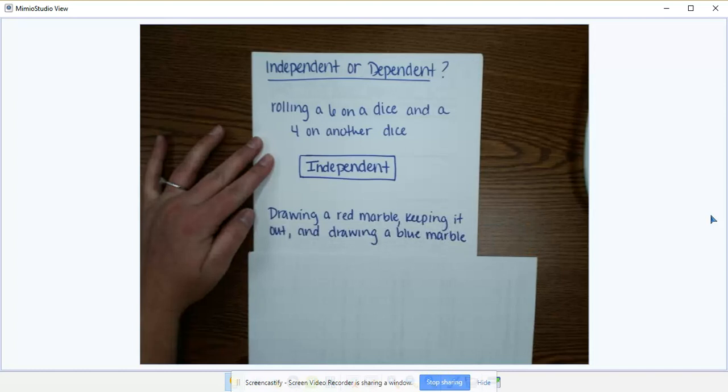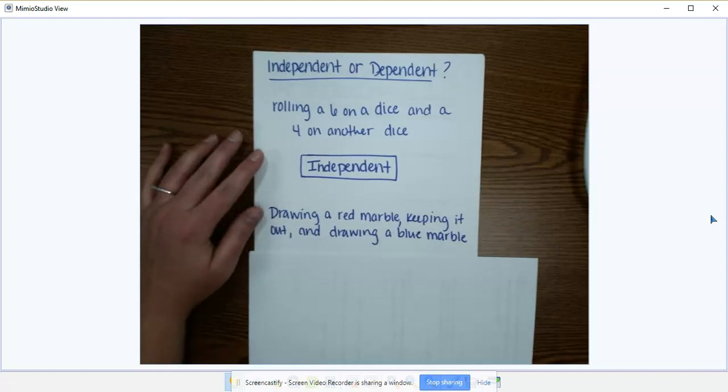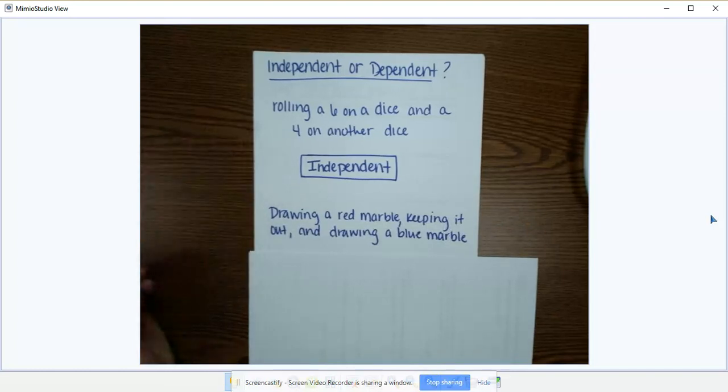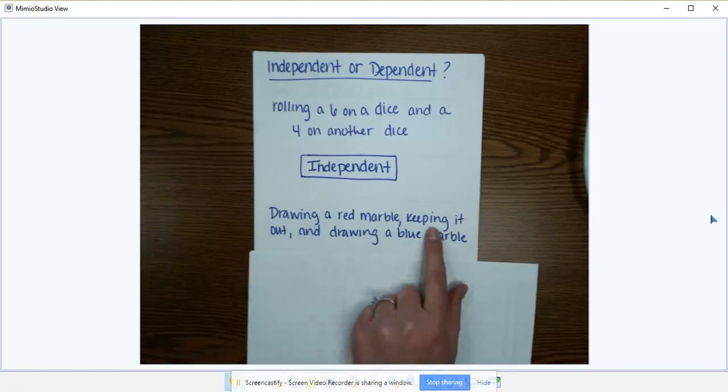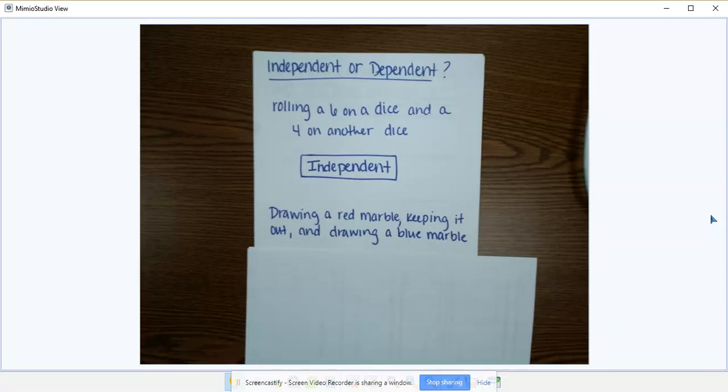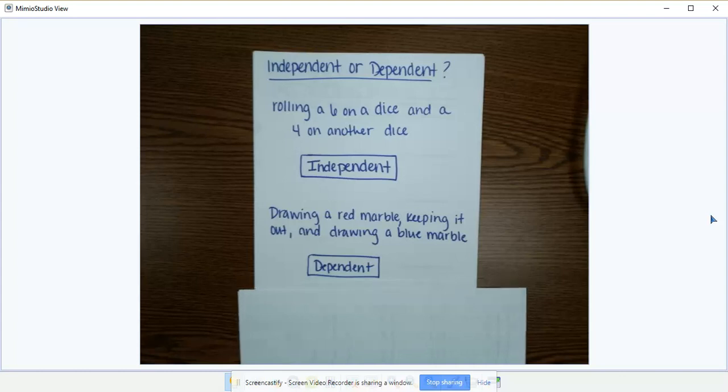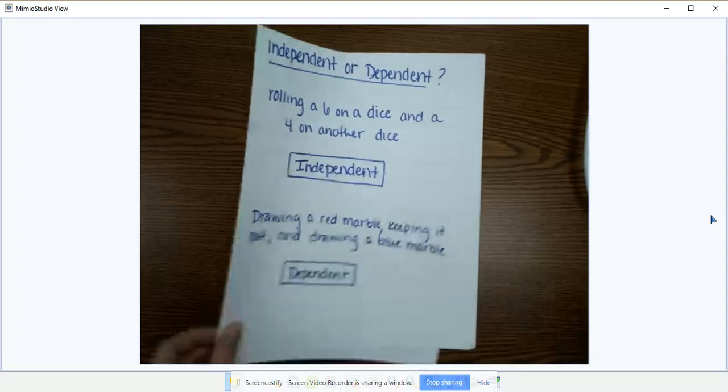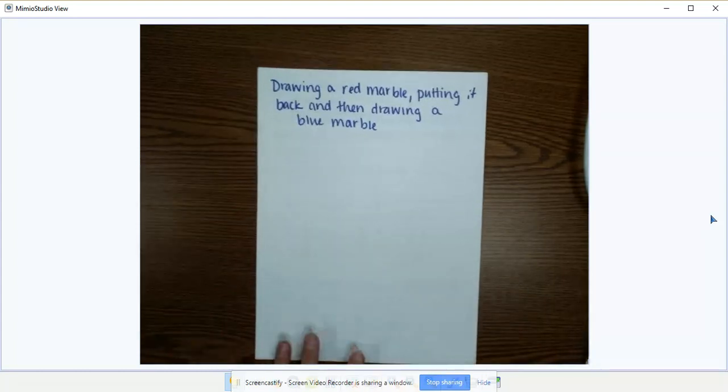What about drawing a red marble, keeping it out, and then drawing a blue marble? Well, that goes back to the example just before this. Since we keep that first marble out, it decreases our total number of marbles, which in turn gives us a dependent event. I want you guys to tell me whether this is independent or dependent. We draw a red marble, put it back into our bag, and then try to draw a blue marble. So tell me whether that's independent or dependent.